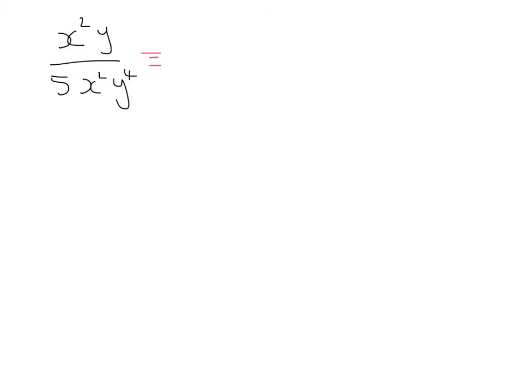X squared divided by x squared, that just becomes 1, so they cancel out completely, they're gone. So now we're going to look at the y's. We have y on the top and y to the power of 4 on the bottom. So the y on top will go, and y to the power of 4 will become y to the power of 3. This leaves us with 5 on the bottom and y cubed on the bottom, and then we'll have to add in the 1 on top.